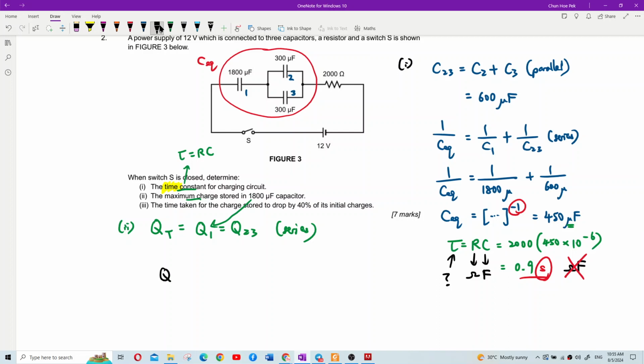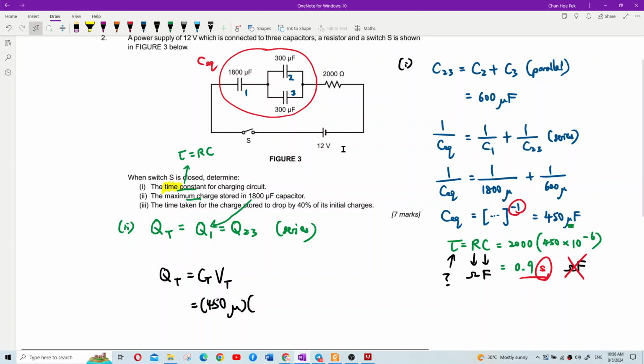So how to find the Q total? Q total equals C total times V total. The C total is 450 microfarad, multiplied by the total voltage, the maximum charge, 12 volt. Okay, so what do you get? 5400 microcoulomb.